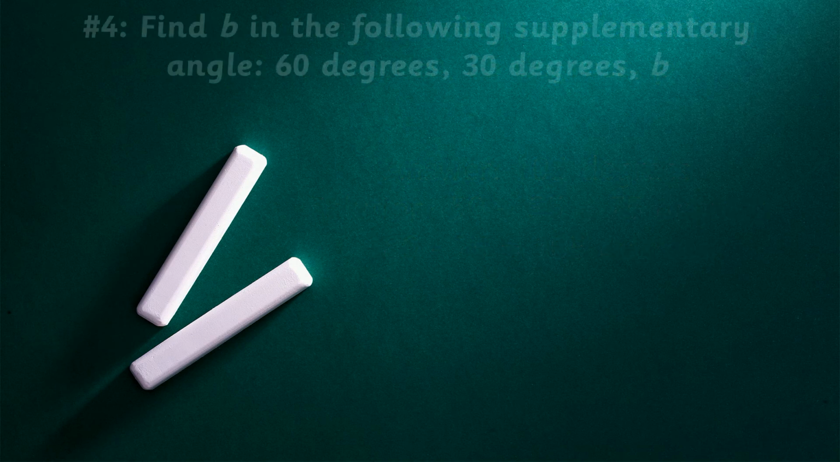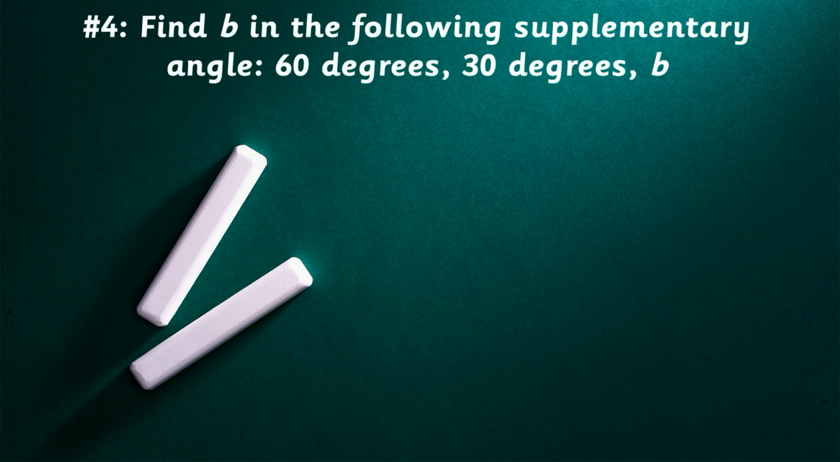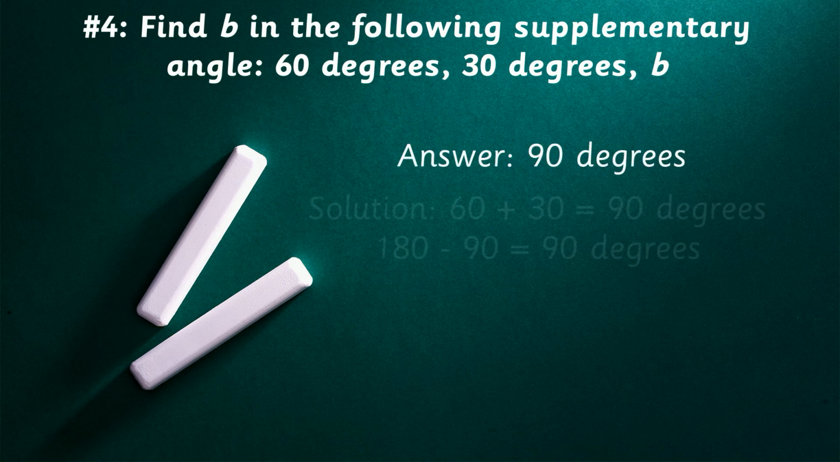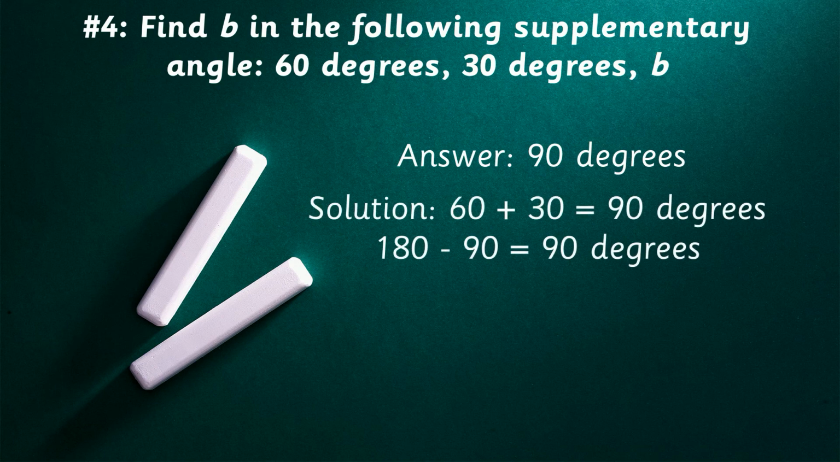Number 4. We have 60 degrees and 30 degrees. Find B. The answer is 90 degrees. Solution: 60 plus 30 degrees is 90 degrees. 180 degrees minus 90 degrees equals 90 degrees.